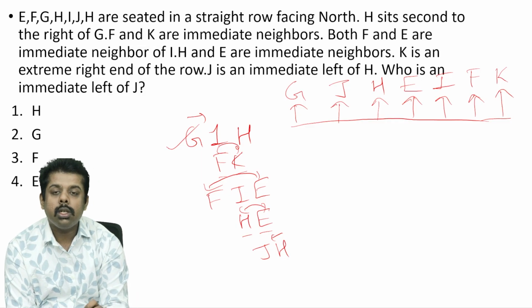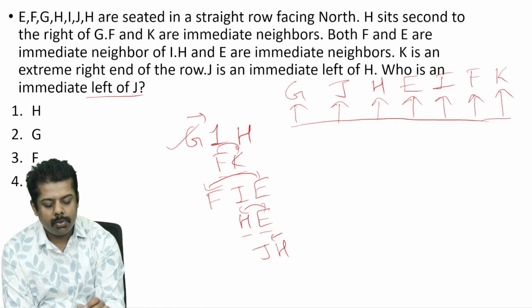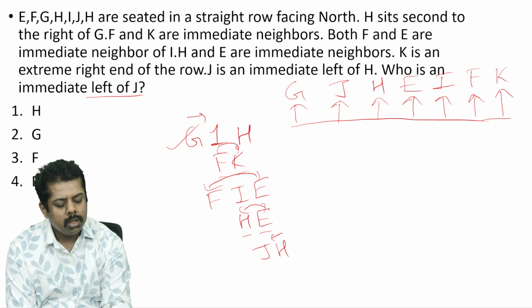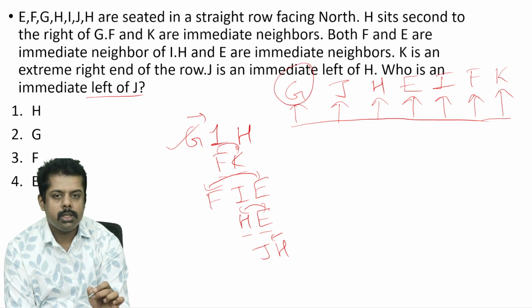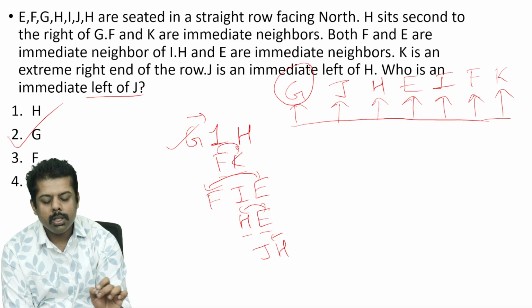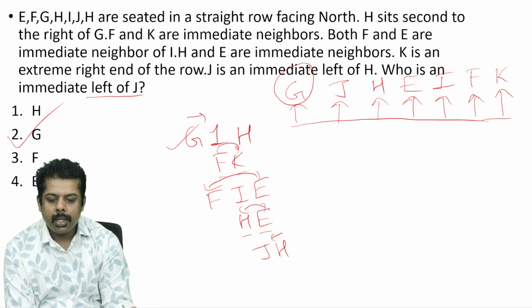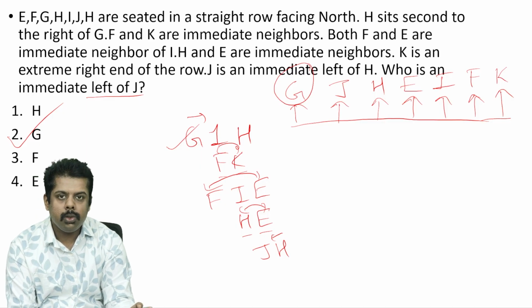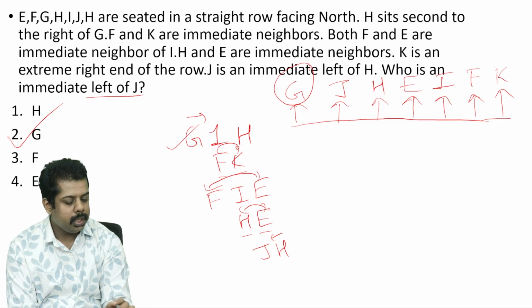Now what was the question here? Who sits to the immediate left of G? It is understood that left of G is towards the west. So who is sitting here? G is sitting here. So the answer has to be option 2, that is, G has to be the final answer. Hope that you are getting it. Now moving on to the next set here.